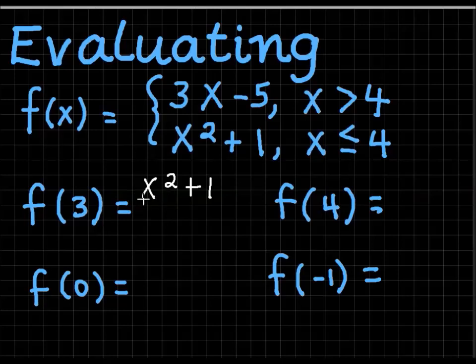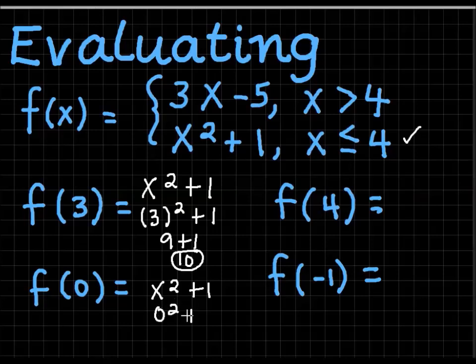All I do is replace the x with a 3 and simplify. In this case, it'd be 3 squared plus 1, that's 9 plus 1, or 10. And so f of 3 for this piecewise function is equal to 10. For this second one, if my input value is 0, I go back up here and think, okay, that applies to this one here because x is less than 4. Same thing: x squared plus 1, substitute a 0, and we get 1. So f of 0 equals 1.